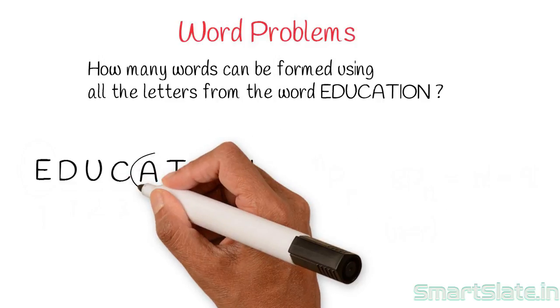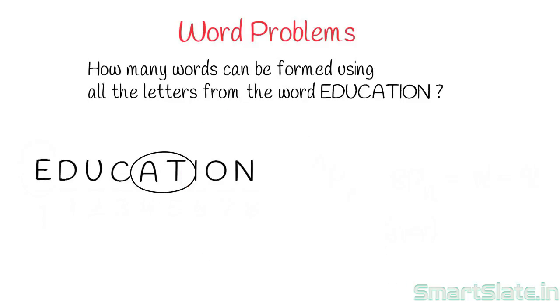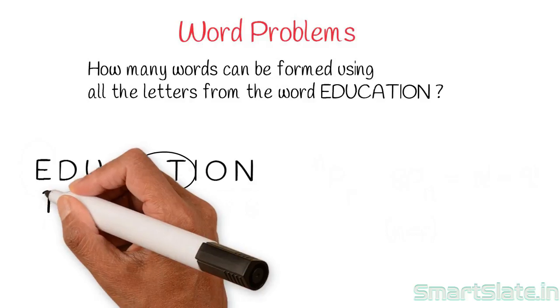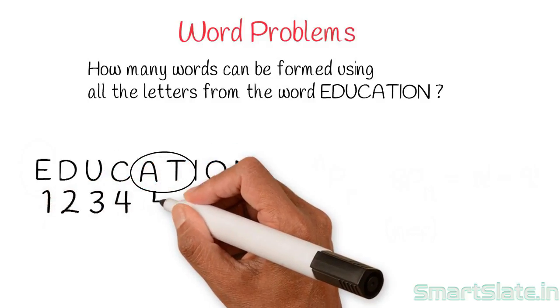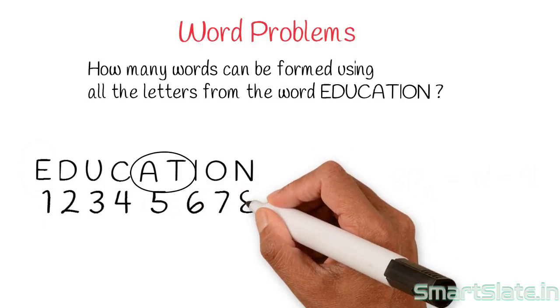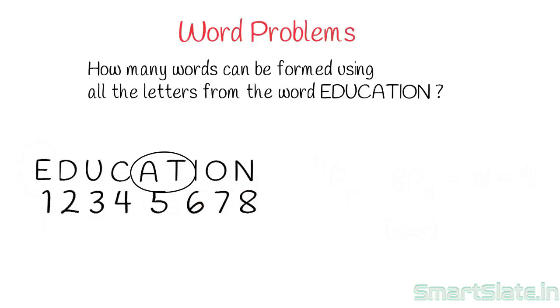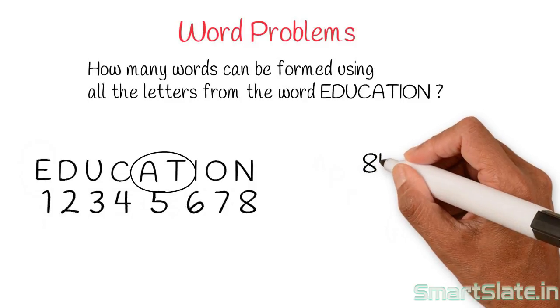The letters A and T should always be together. Since these letters always have to be together, we can safely assume these two letters as a single unit. So, total number of letters considering A and T as single unit is 8. Hence, answer to this question is 8 factorial.